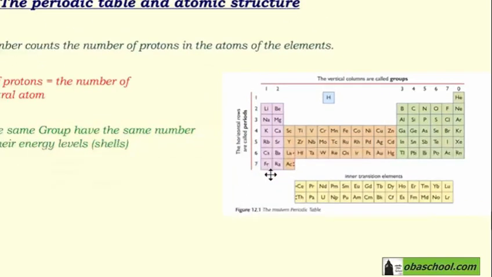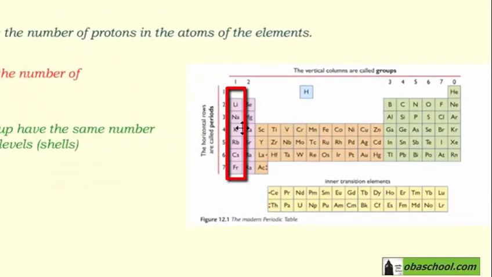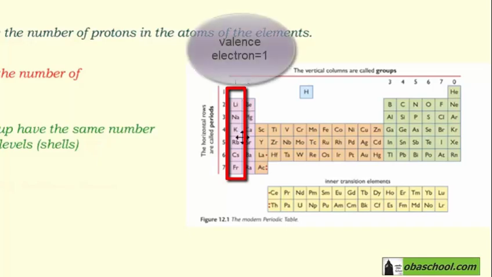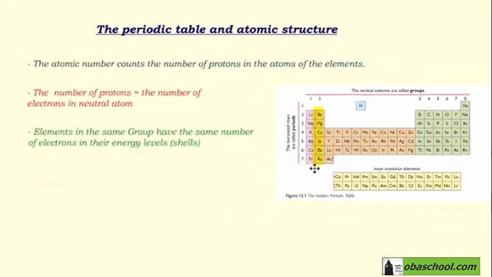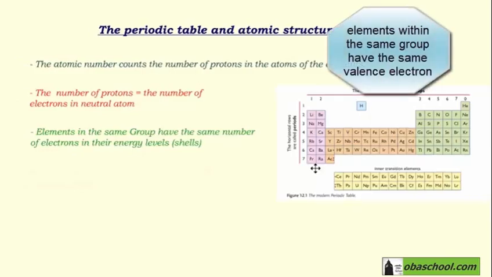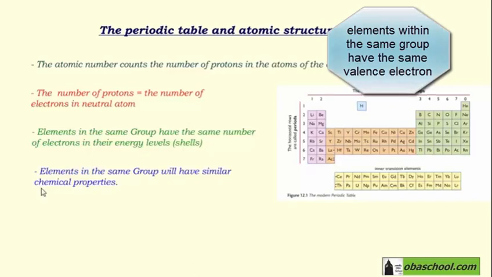So this means that lithium, sodium, potassium, for example, they all have the same number of electrons in the outer shell, which is equal to 1. The valence electron for the three elements equals 1. Why? Because they are located within the same group, and since they are in the same group, they have the same number of electrons in the outer shell. Same valence electron, which is equal to 1.